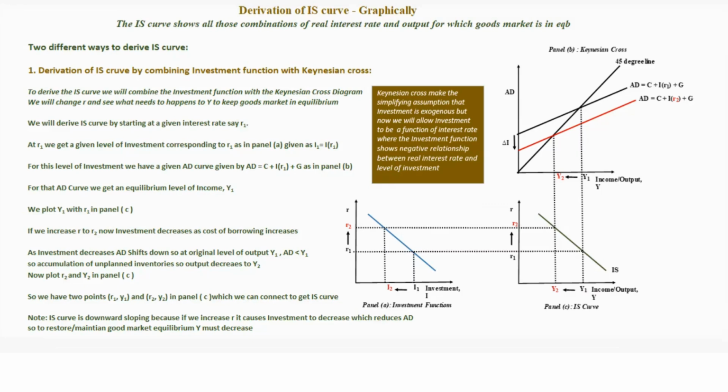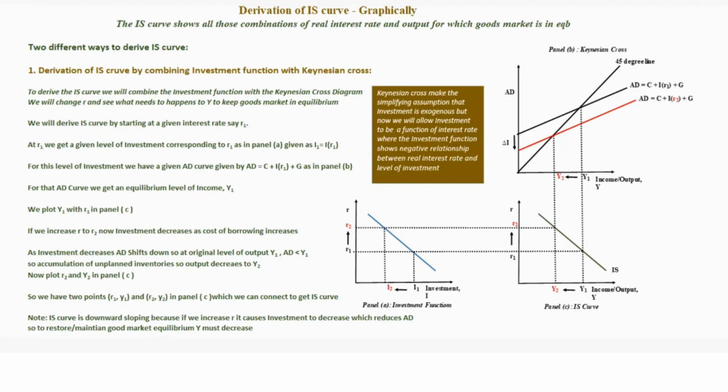Now there are two different ways that we can derive the IS curve graphically. The first approach is where we derive it by combining the Keynesian cross with the investment function. Because we know the Keynesian cross makes the simplifying assumption that investment is exogenously given to us, but the investment function allows us to take investment to be a negative function of real interest rate. Now, in order to derive the IS curve, what we will do is we will change the real interest rate and see what happens to output to keep the goods market in equilibrium.